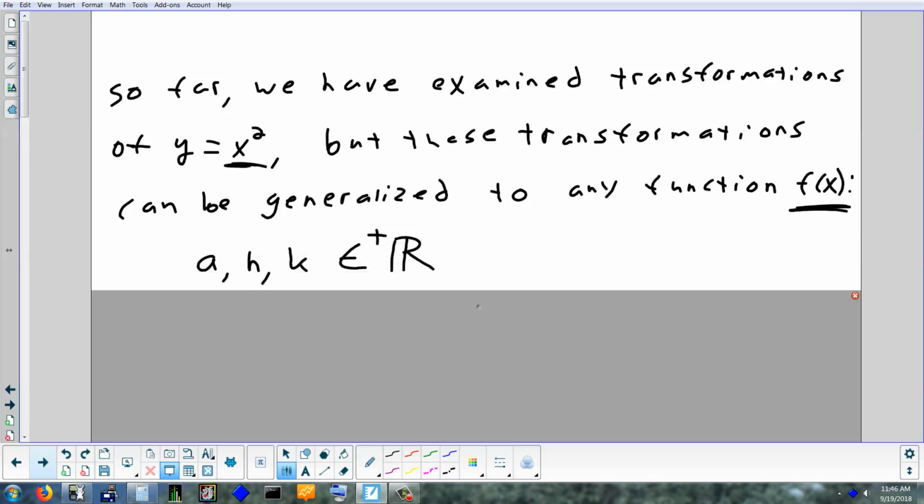I'm going to use 3 letters in the formulas I'm about to show you. These 3 letters all represent positive real numbers. So the 3 letters you're about to see are all positive real numbers. That means fractions, decimals, it's okay, but they're positive.